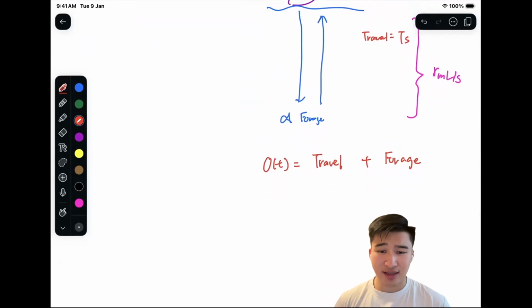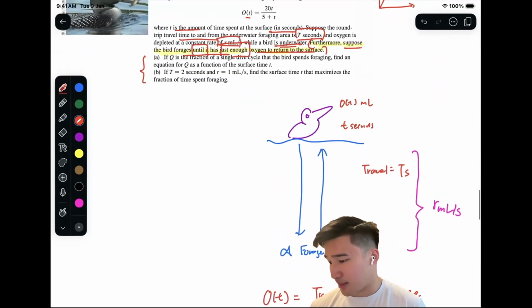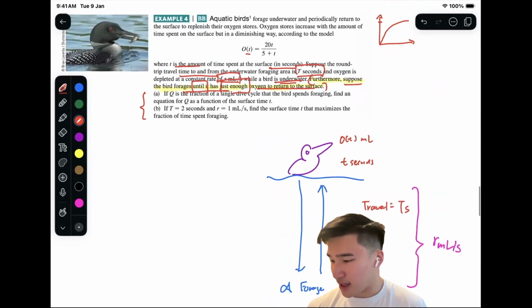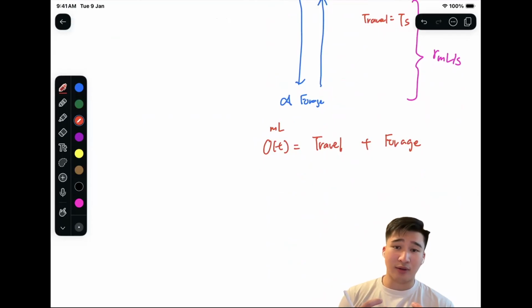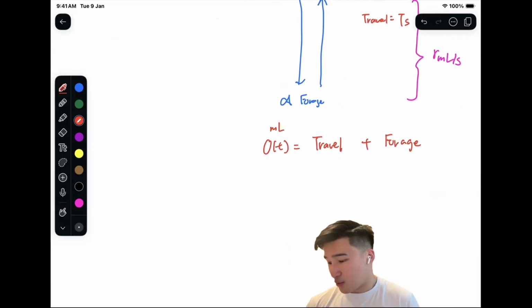And OT basically stands for the amount of oxygen in milliliters, right? It is the amount of time spent on surface, oxygen store. Okay, OT is our oxygen store, which is basically the amount of oxygen that the bird has when it's on surface, which is going to be totally equal to the travel and forage.